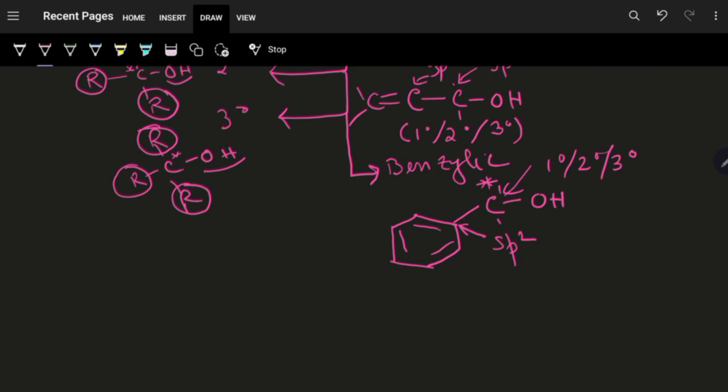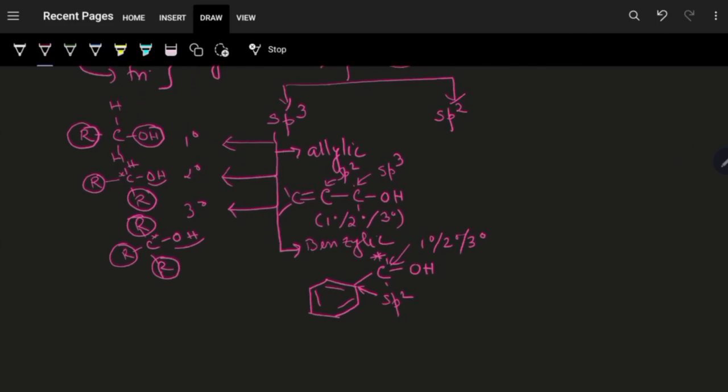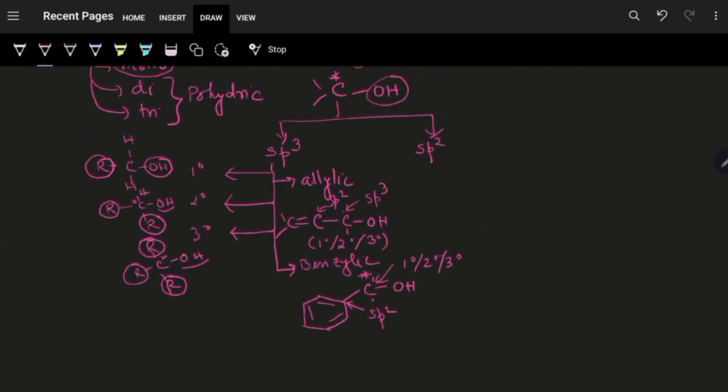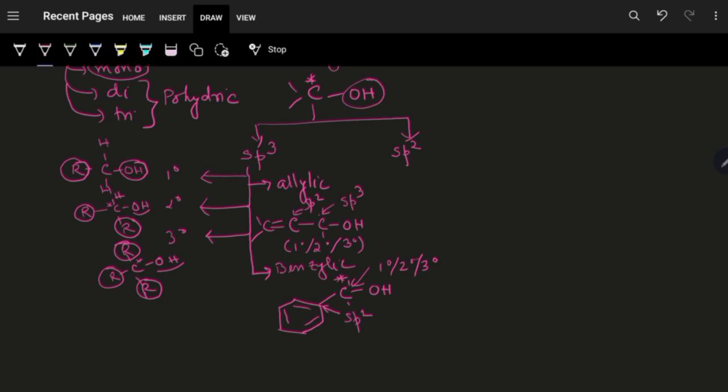Now, after this, we were talking about the sp3 carbon which is holding the functional group. Regarding sp2, that means the carbon atom having OH is sp2 hybridized. Now this again can be vinylic. So the way we have seen previously, if the carbon atom having the OH functional group is sp2, then it is vinylic, but this sp2 carbon does not belong to any aromatic ring.